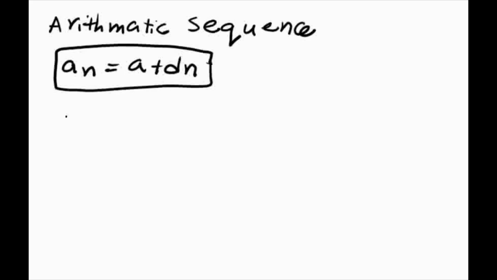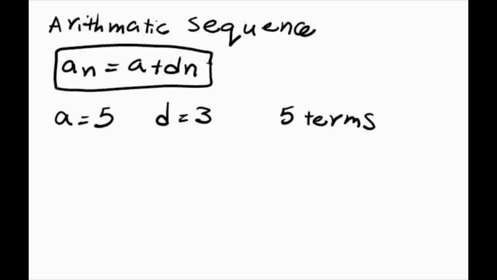And if we have a equal to 5, and if we have d equal to 3, and we want to write a sequence with 5 terms, this is how it's going to look. We have to use this function for the arithmetic sequence. So a sub n, which is going to be each one of these terms that we are going to write here, is going to be a sub 1, a sub 2, a sub 3, 4, and 5. Let's not close it right now.